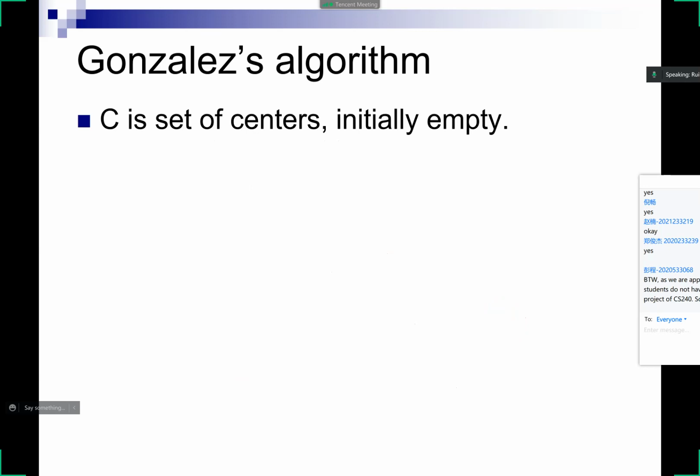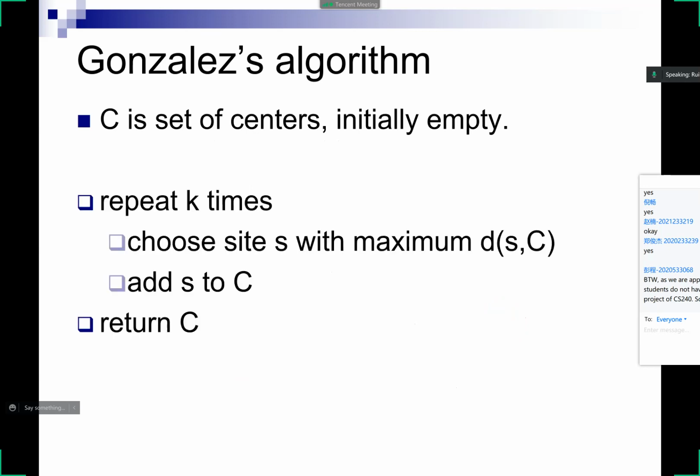More concretely, this is the algorithm. C is going to be the set of centers we output, and we're going to add them one by one. Initially it's empty, and we repeat k times because we want to add k centers. Each time we choose a site S which has the maximum distance from all of our current centers, and then you put a center directly on S. You do that k times, and that's your centers.